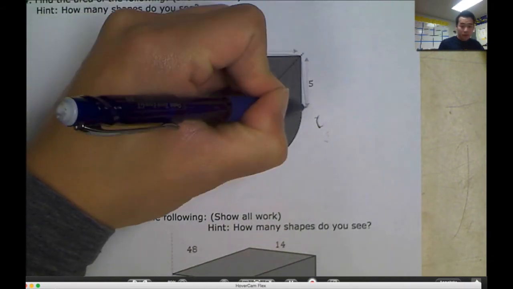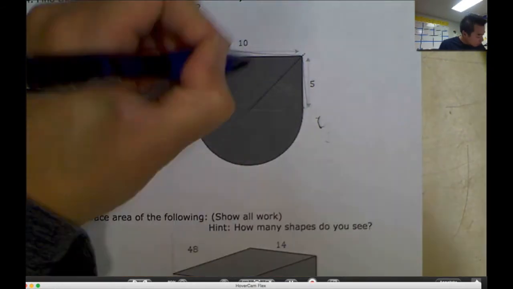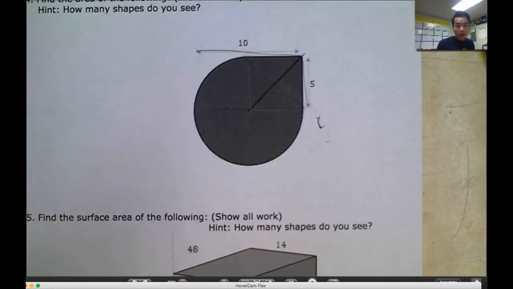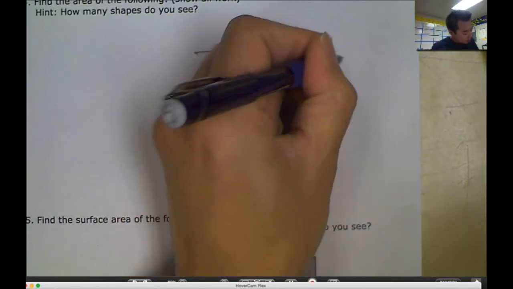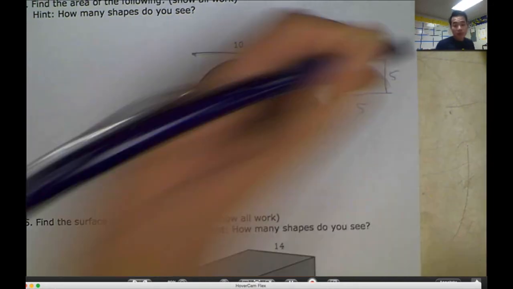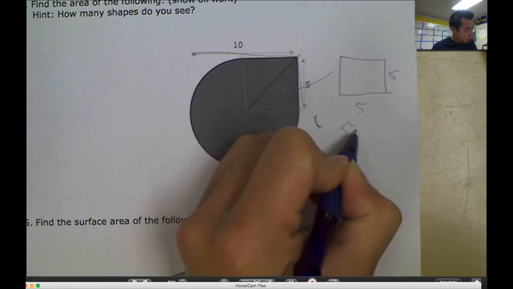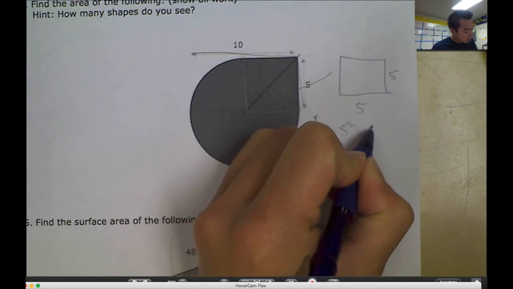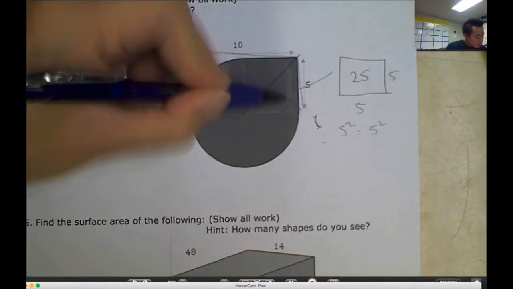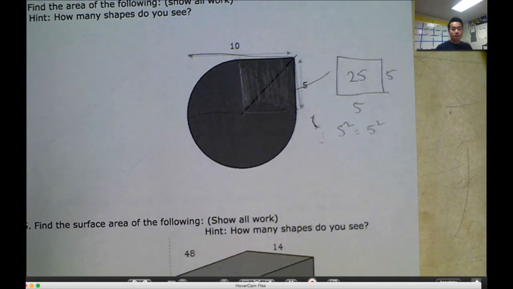Here's my radius. Which means I can go all the way in and all the way up, and I can actually see this square right there. I'm going to pull this square out. This square is actually 5 by 5. Well, fair enough. The area of that would be side squared, which is 5 squared, 25. So this area right here is 25.